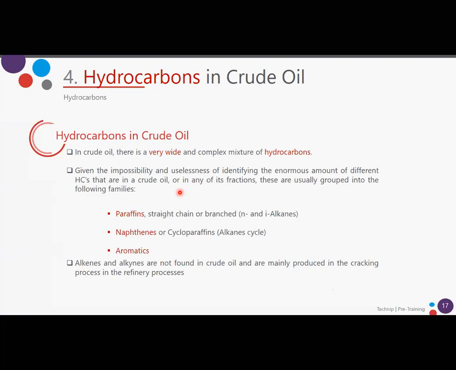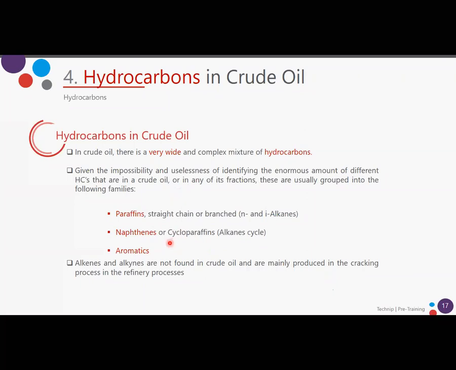Quite important because it's the most important constituent of the crude oil. We have also the naphthenes or cycloparaffins in the crude oils. We saw that these are cycloalkanes, mainly cyclopentane and cyclohexane. They are also quite an important constituent of the crude oil. And we saw the aromatics, the aromatic rings. So these are the three most important families that we can find in the crude oil.